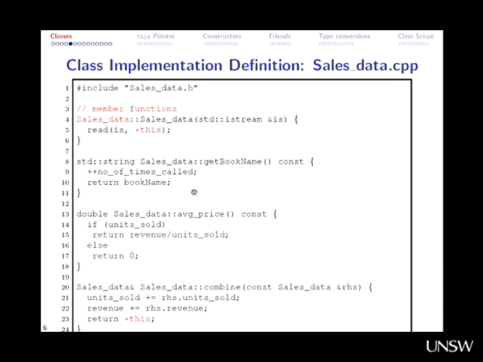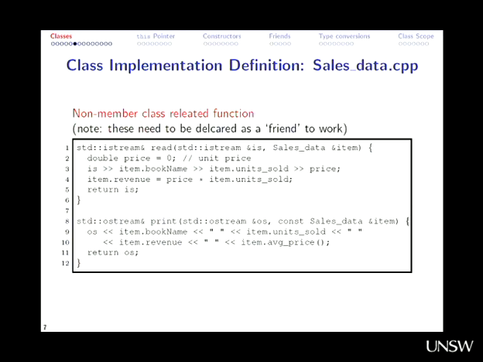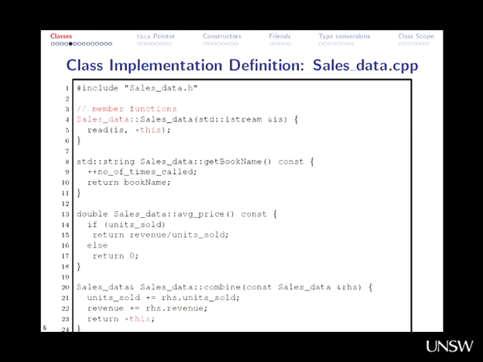Now, everyone's going to scream at me and say, well, it says ++ number of times called. Again, we're going to come back to this in a few minutes. Okay? Same here, it doesn't modify it. Combine doesn't have const there because it actually does go and modify the class. So those there are member functions. They're defined inside salesdata.cpp and they're scoped to be within the sales data class.